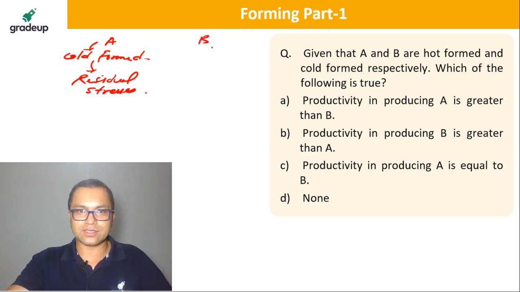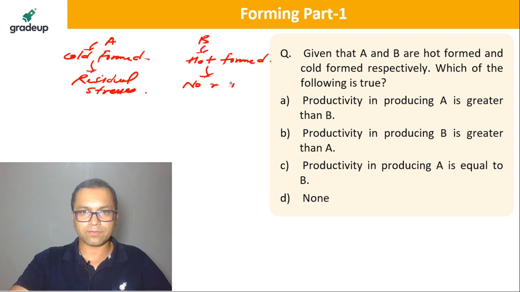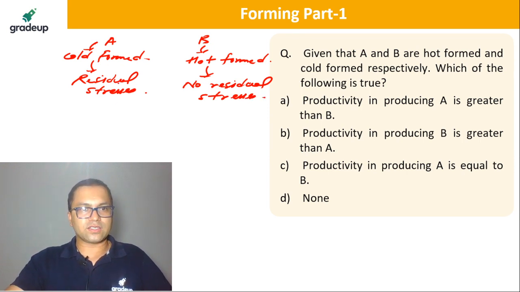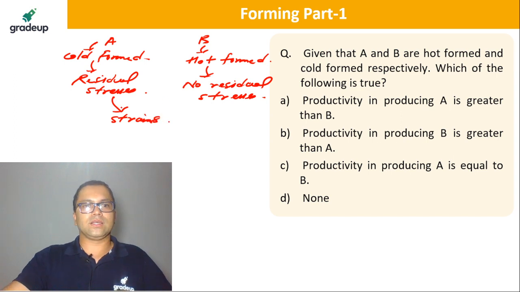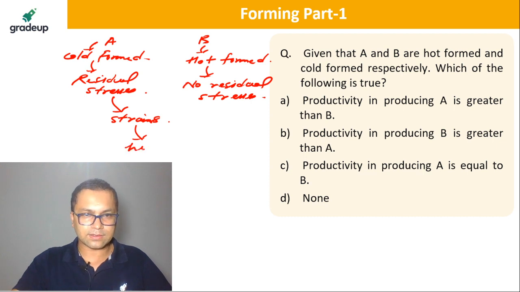Okay. And let's say that B is hot formed. So it doesn't have residual stresses. No residual stresses, right? Now, because A is cold formed, it has more residual stresses, so it also has strains, right? Now, because of strains, it has higher energy than hot worked or hot formed.